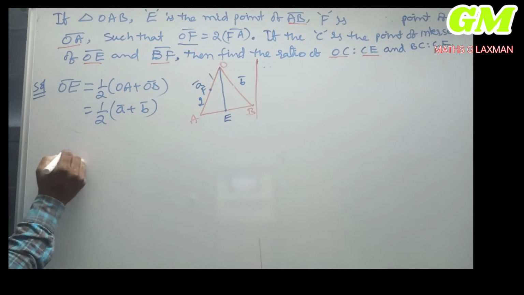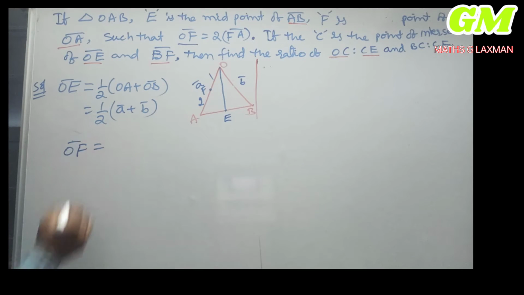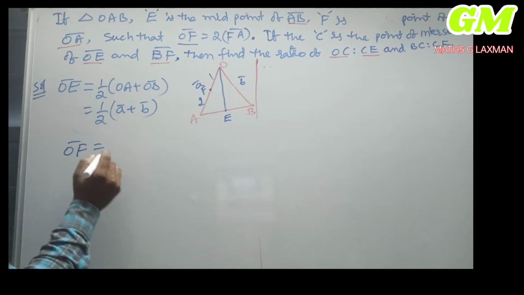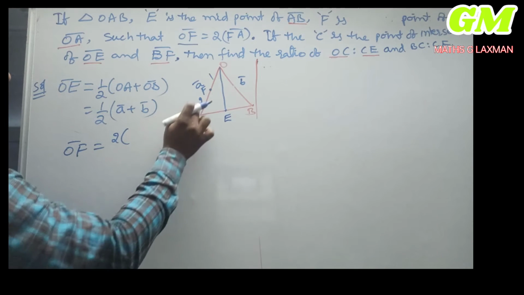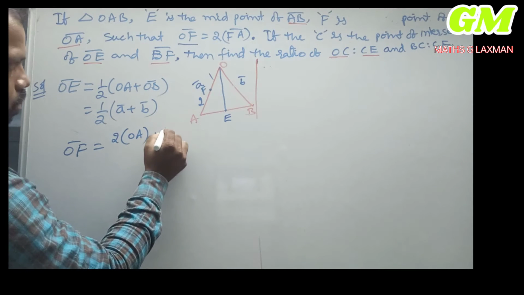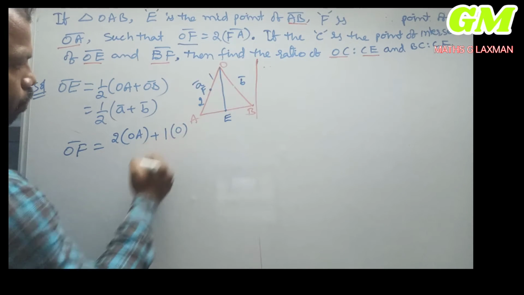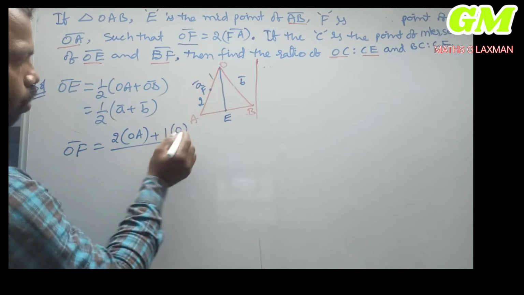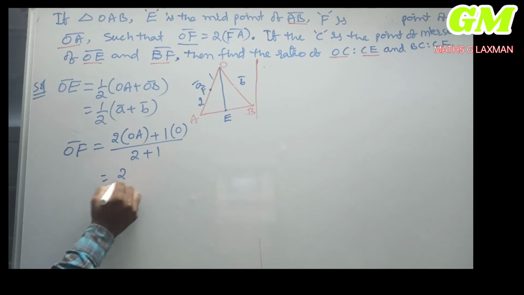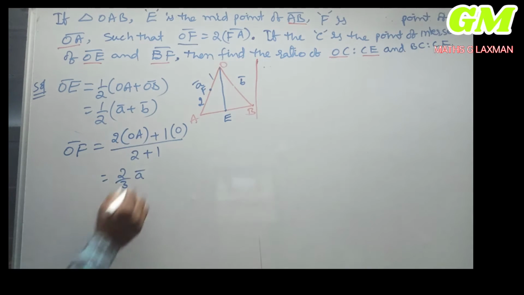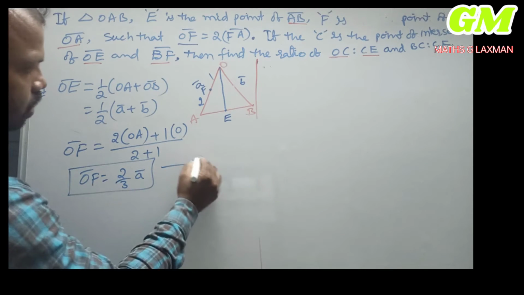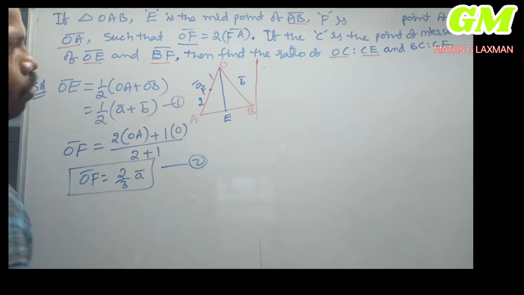So we need to find OF. OF is equal to 2 times OA plus 1 time O, divided by 2 plus 1. So 2 by 3, and OA is A. This is OF. Let us take this as equation 2 and the earlier one as equation 1.